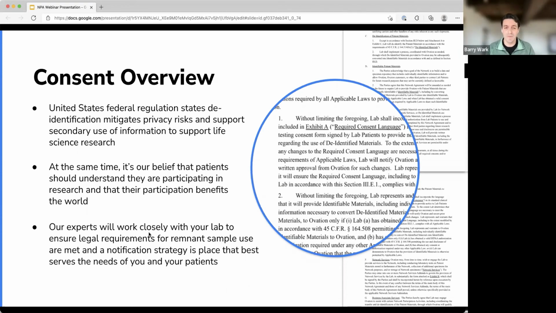As I said, our experts will work closely with your lab to ensure the legal requirements for remnant sample use are met, and that there's a notification strategy in place that best serves the needs of you and your patients. That notification strategy is shown as Exhibit A to the network participation agreement, notated as required consent language, and we will expect over time your lab to adopt this particular notification language so that no patient is ever surprised by the use of their research specimens.